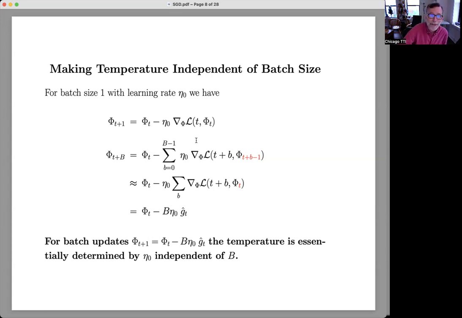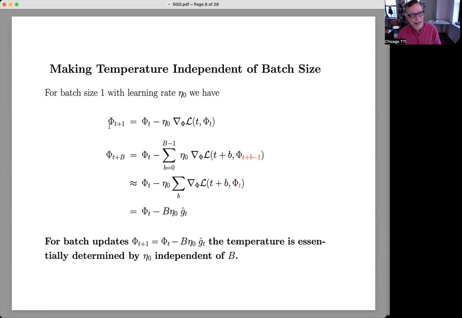So the way I want to derive this is to think about batch size 1. Okay, so I'm going to do a batch size 1 analysis and then relate that to a batch size B run. How is a batch size 1 related to batch size B for large batch size? So here's a batch size 1 update. And this is going to be the learning rate we use for batch size 1. I'm going to call that eta 0. That's the learning rate for batch size 1.